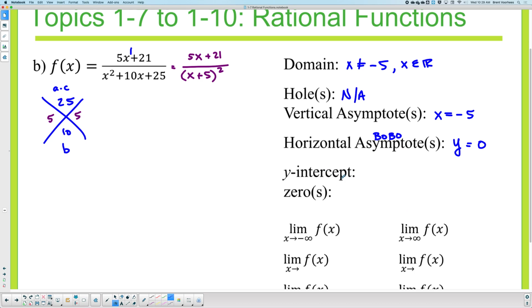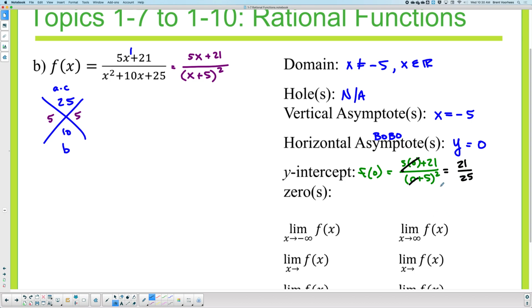Now the intercept. Do y'all remember how to find the intercept? f(x) is 0. You put f of 0. Now that means every x becomes a 0. I think it's easier to use factored form. So it would be 5 times 0 plus 21 over 0 plus 5 squared. Okay, let's simplify here. What's 5 times 0? 0. I'm just going to cross that out. So it would be 21 over 25. Does that reduce? No, I don't think so. It's just going to be 21 over 25.